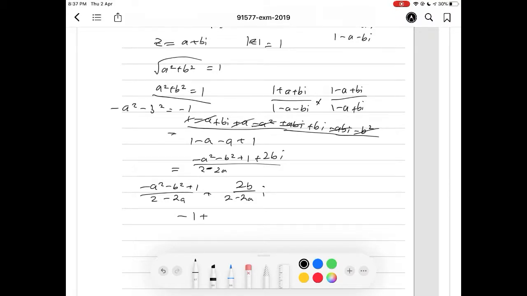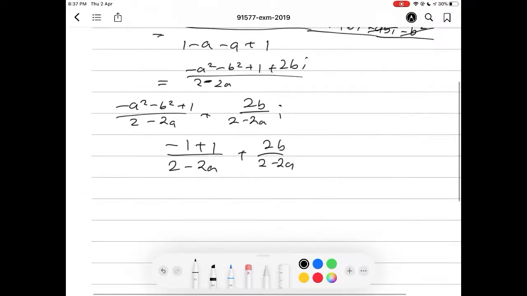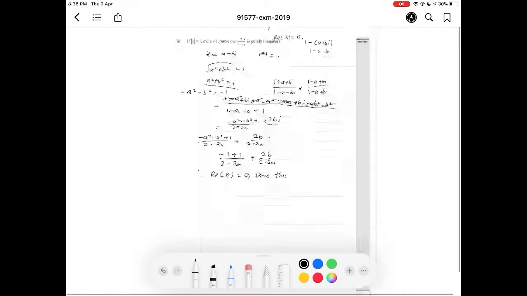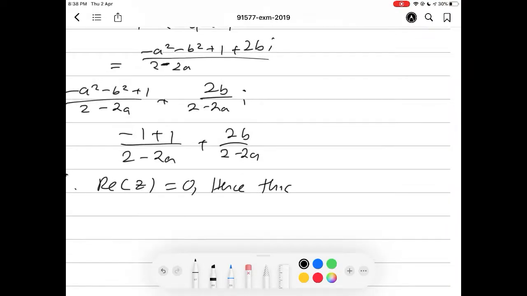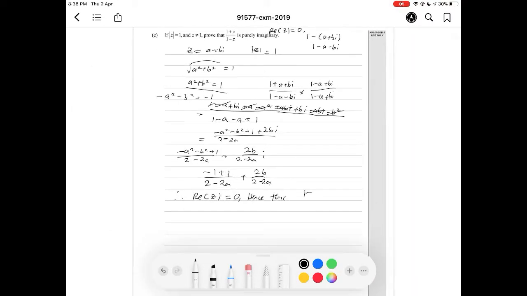So what we'll have is negative 1 plus 1 over 2 minus 2a plus 2b over 2 minus 2a. And this actually simplifies, the numerator simplifies to 0. So therefore, you can say that the real part of z equals 0. Hence 1 plus z over 1 minus z is purely imaginary.